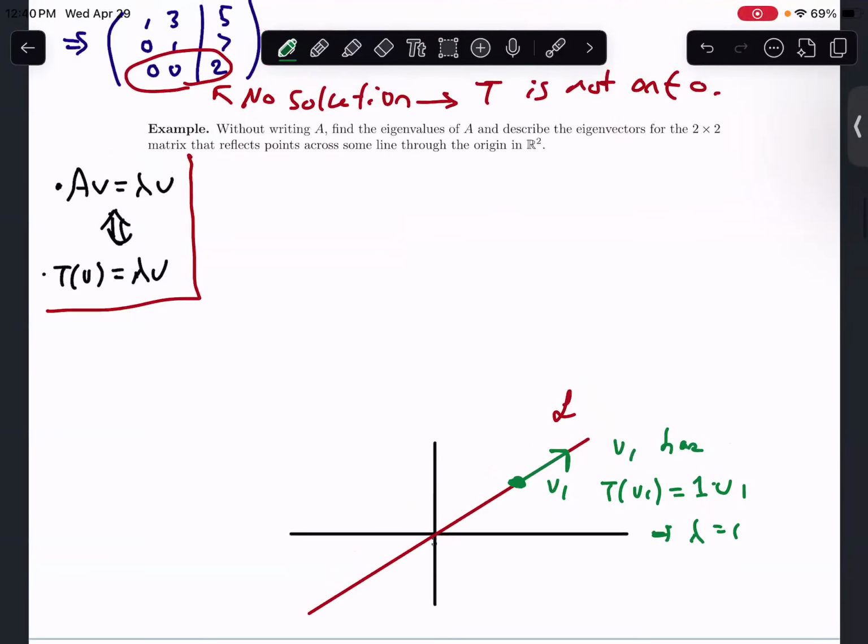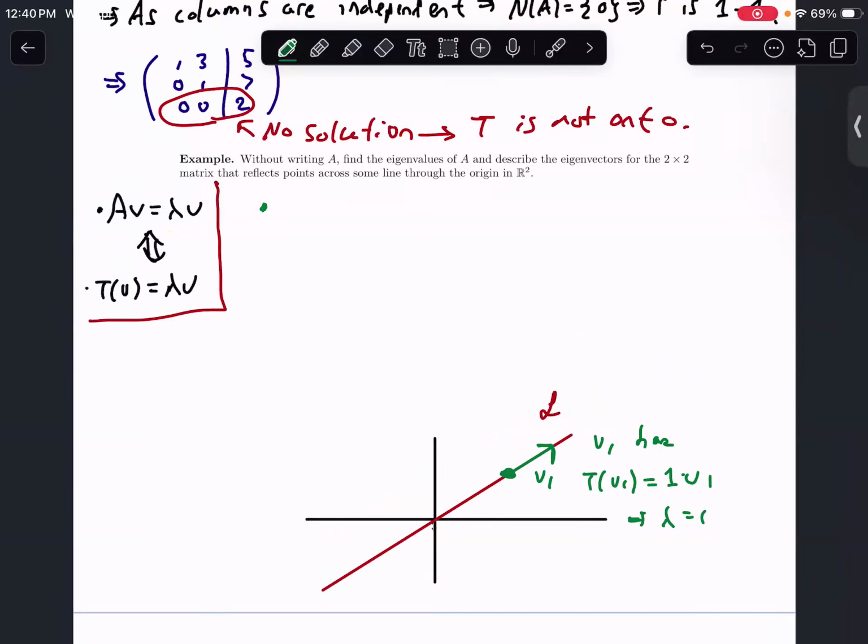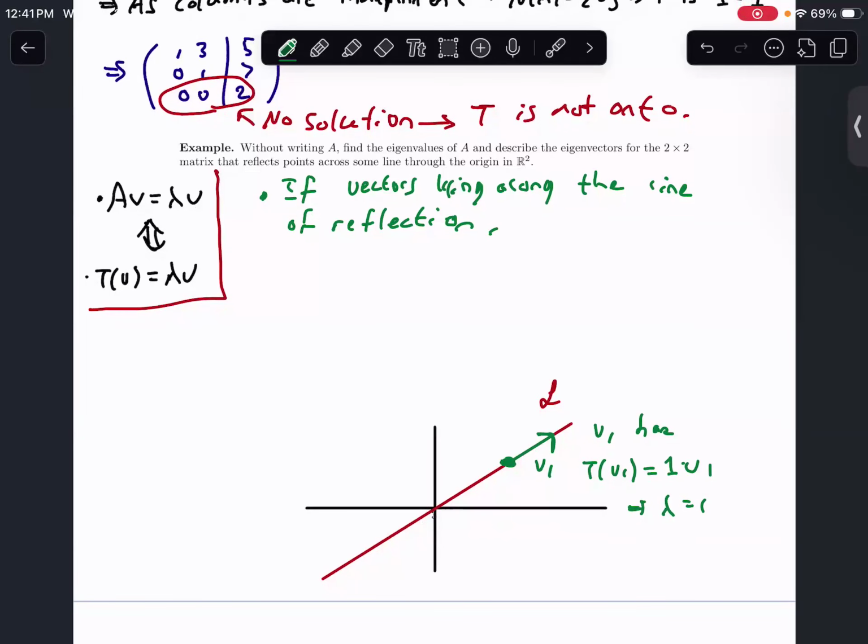And so in general, I have it written down here, so I'm going to copy it down. This is more general. If you have vectors lying along the line of reflection, this means that they're going to be fixed. Then they stay fixed with eigenvalue equal to 1.